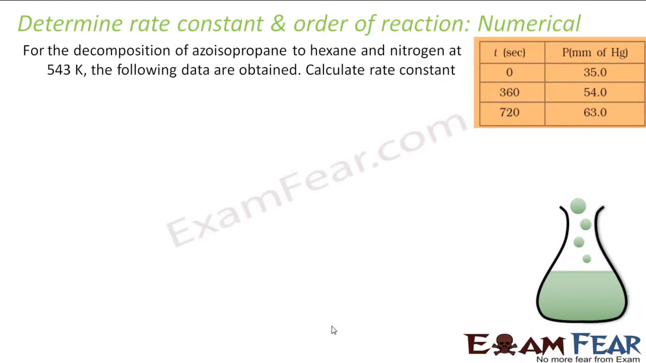The question is for the decomposition of azopropane to hexane and nitrogen at 543 Kelvin. The data is given. We need to find the rate constant, and this is a first order reaction. The decomposition is generally a first order reaction. Right? Decomposition of azopropane. So let's write the reaction first.